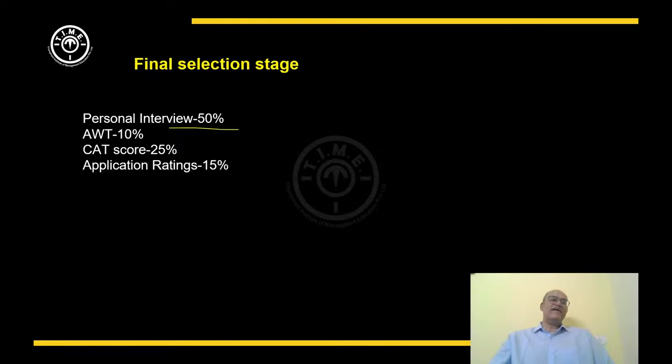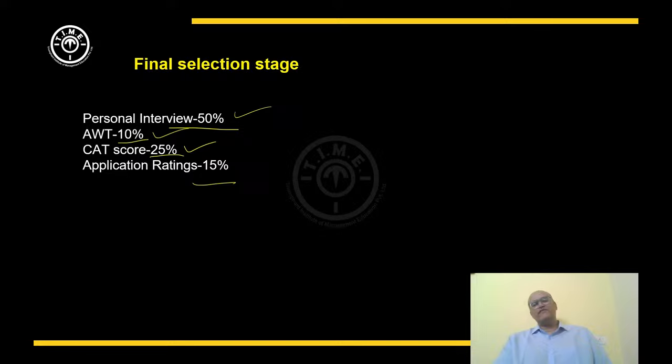Then AWT, essay writing will have 10% weightage. So 10 plus 50, 60% weightage is for the post shortlisting stage rounds. Then 25% weightage again for CAT and 15% weightage for application ratings will be there. So essentially your CAT, your AWT and your personal interview, that plays a decisive role. That is how IIM Ahmedabad will carry out the final selection stage. Now, this is how the admission process happens at IIM Ahmedabad.